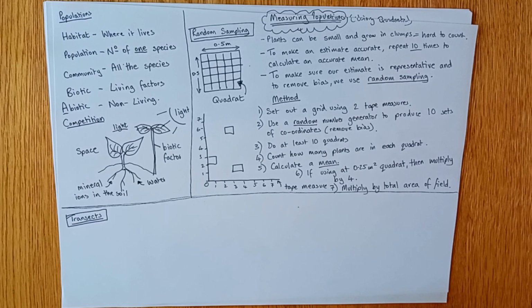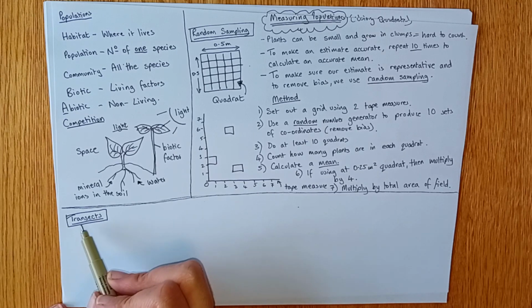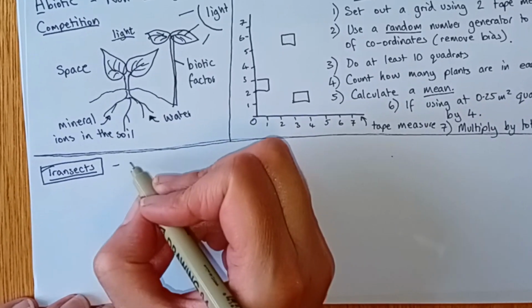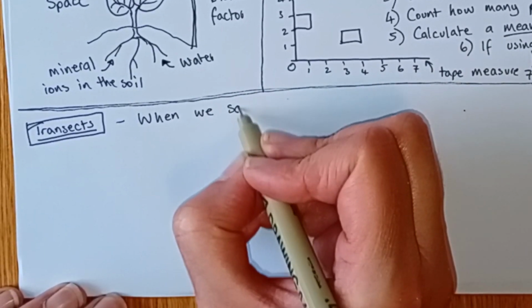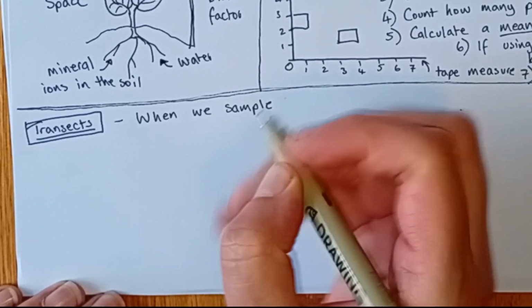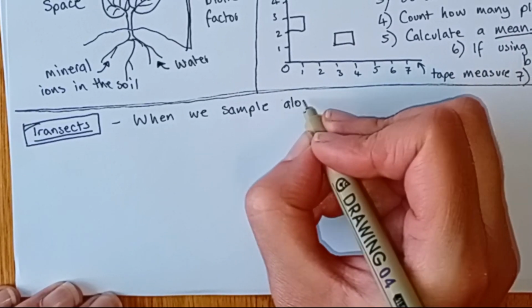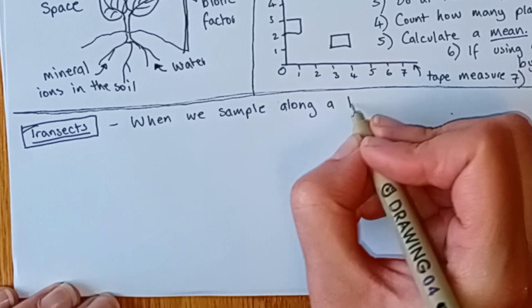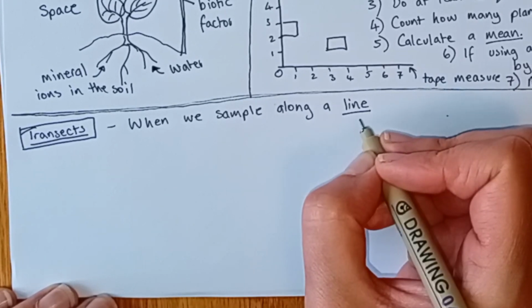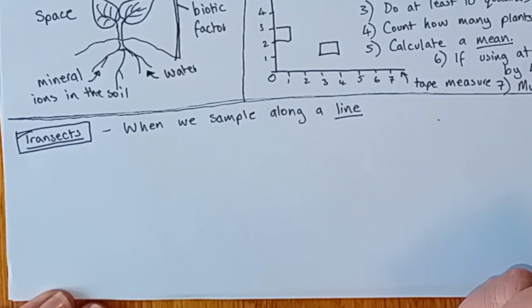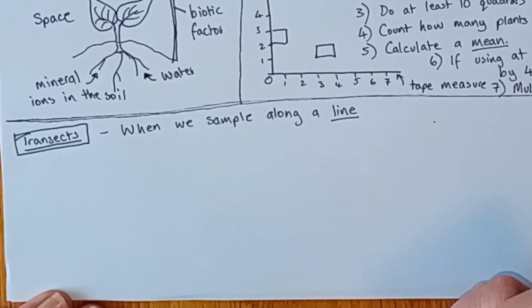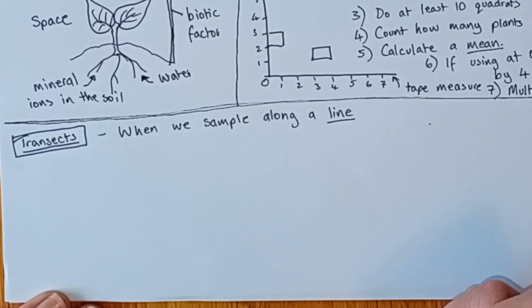We don't always want to sample in a square. Sometimes we want to find out how things change along a line, and for that we use a transect. So this is when we sample along a line. Often it's to measure a change along that line, so up a hill or down a hill or past a tree, where there'll be a change in light intensity.